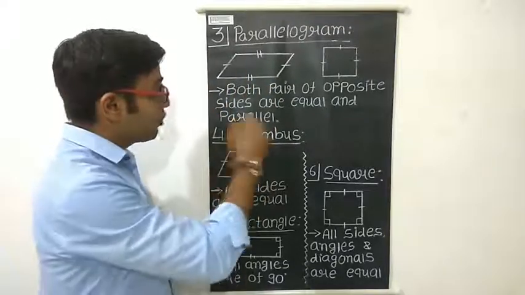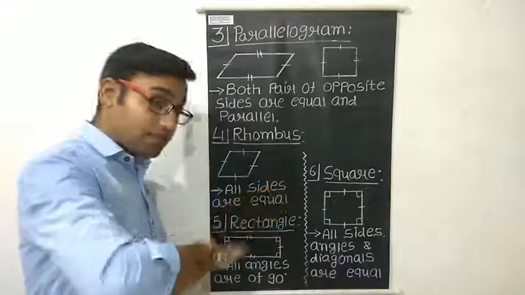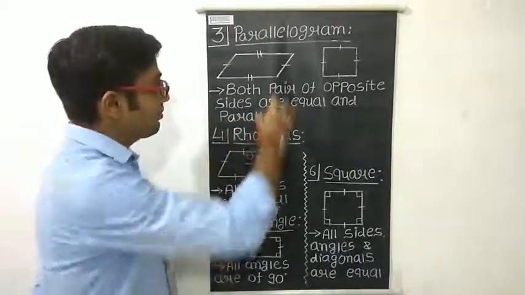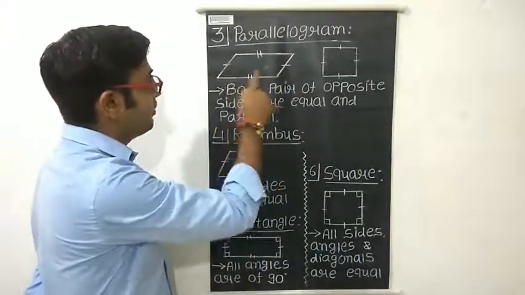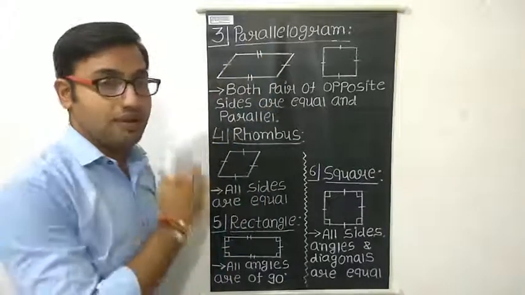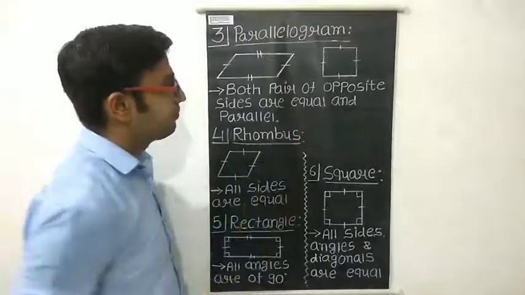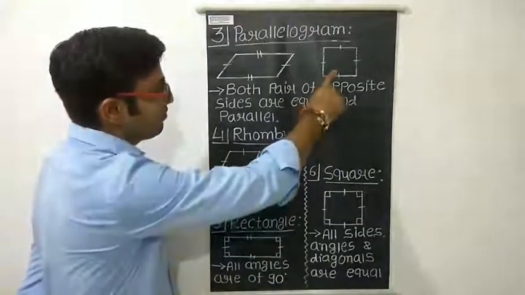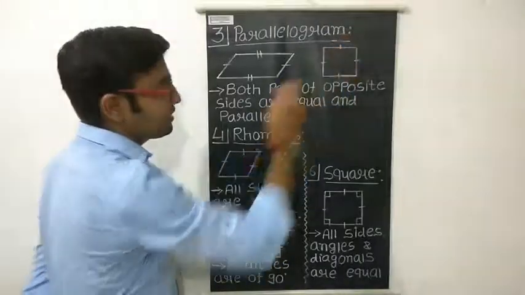Notice that both pairs of opposite sides must be equal and parallel. They must be equal, that is why we use this sign, and they must also be parallel. Notice this shape. In this shape, both opposite sides are equal.